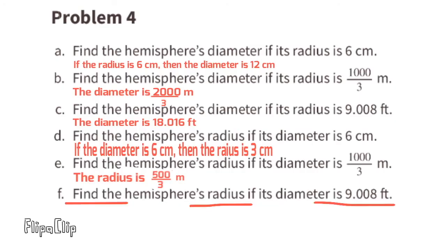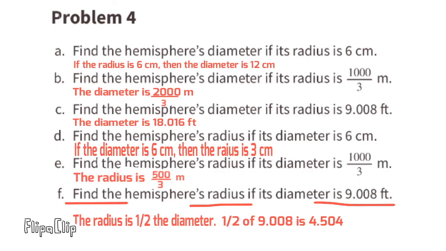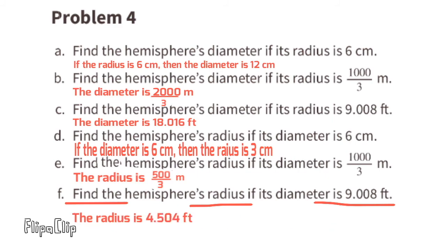F. Find the hemisphere's radius if its diameter is 9.008 feet. The radius is half the diameter. Half of 9.008 is 4.504. The radius is 4.504 feet.